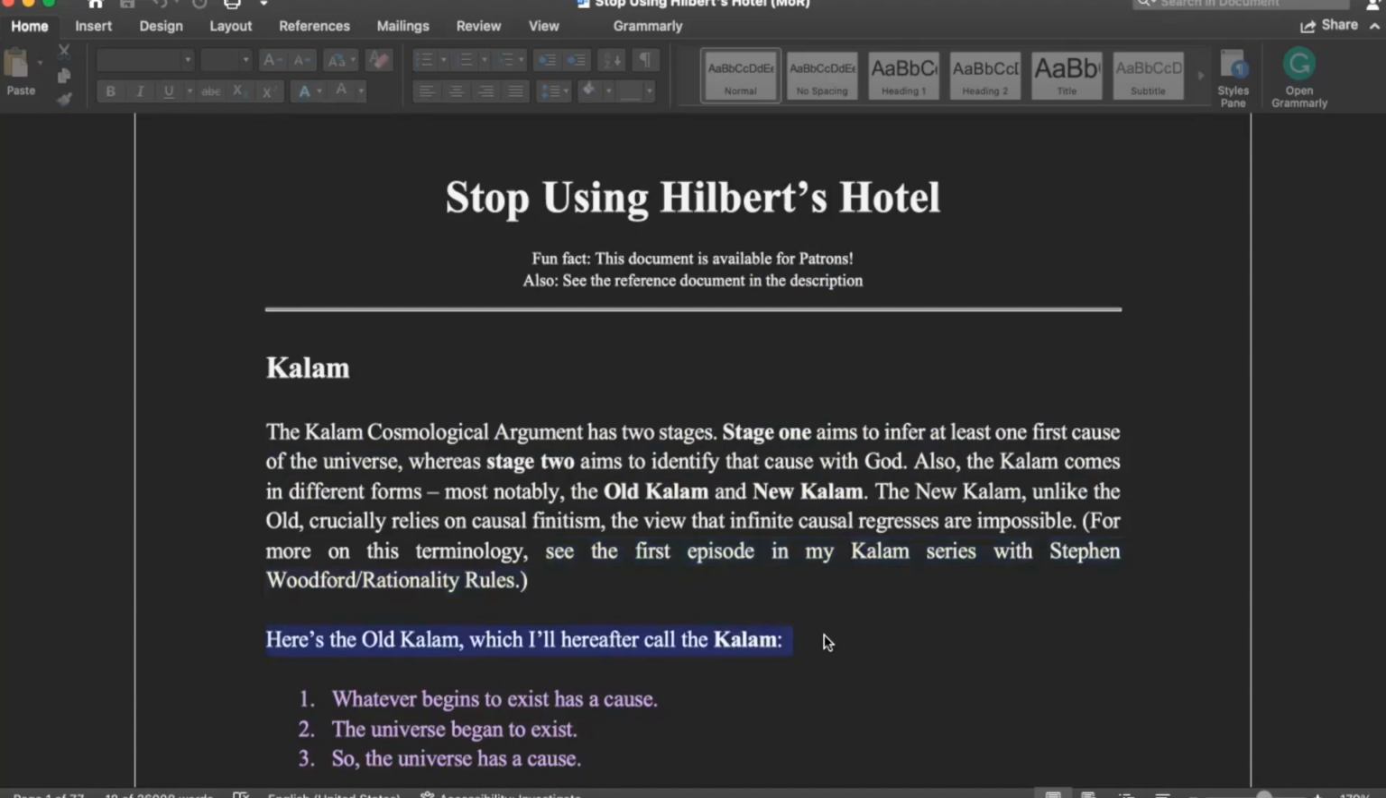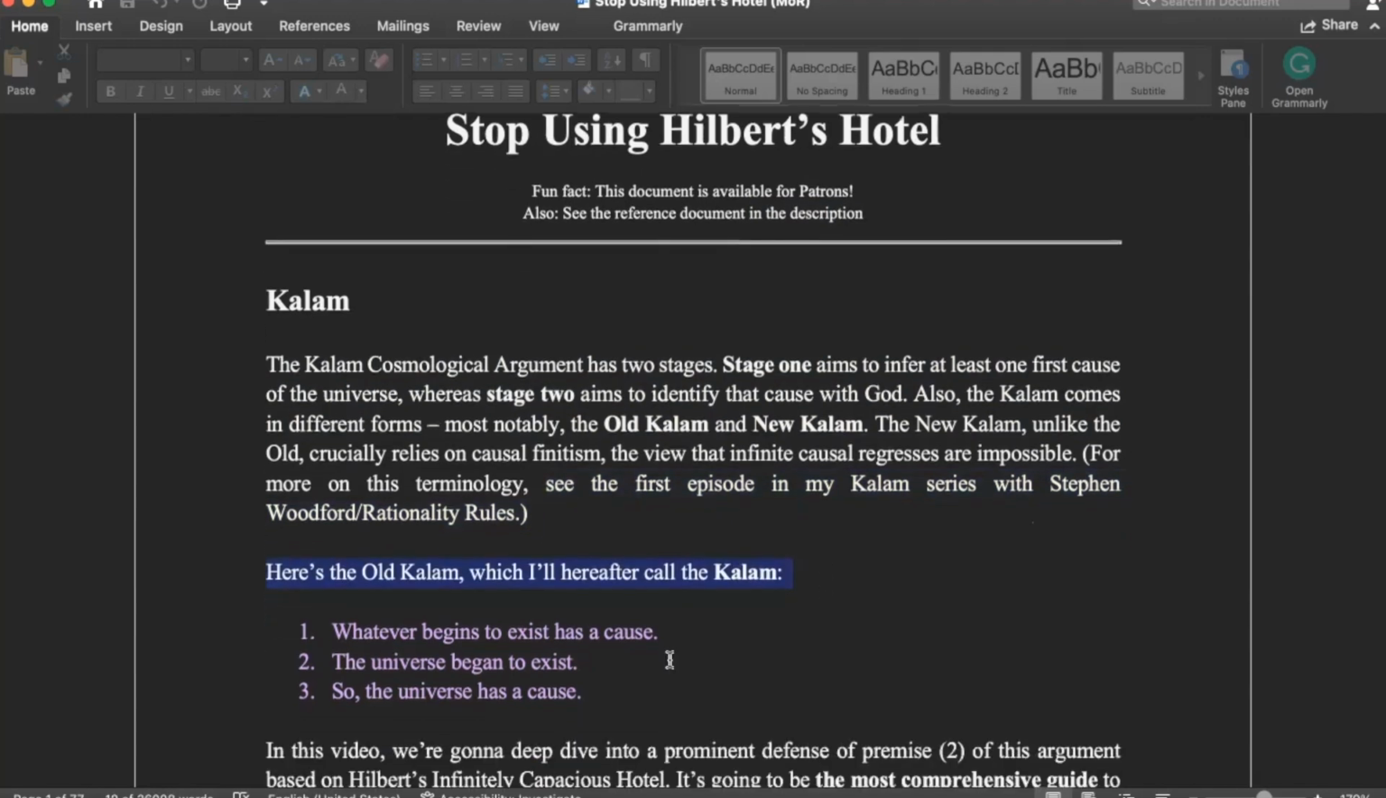So here's the Old Kalam, which I'll hereafter refer to as the Kalam. Premise 1, whatever begins to exist has a cause. Premise 2, the universe began to exist. Conclusion 3, so the universe has a cause.